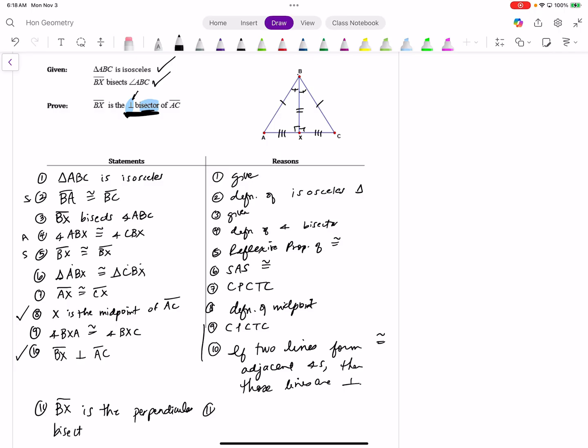is the perpendicular bisector of AC, because that is the definition of a perpendicular bisector.